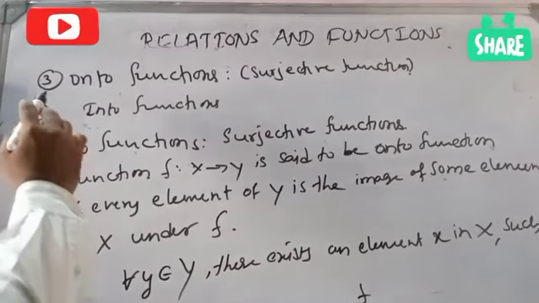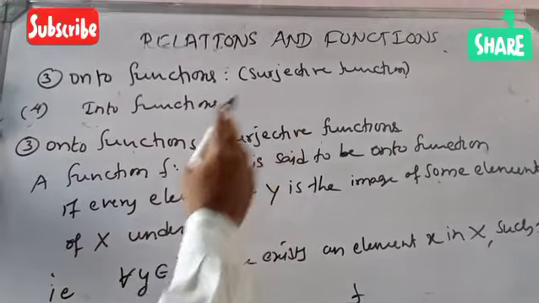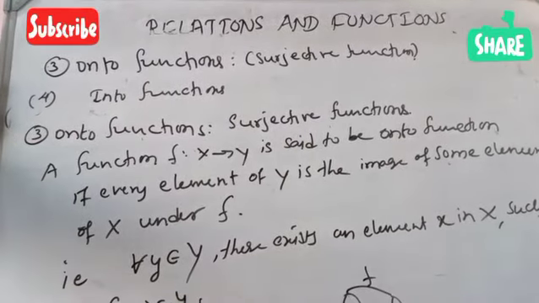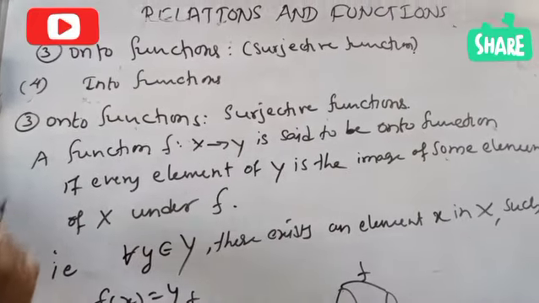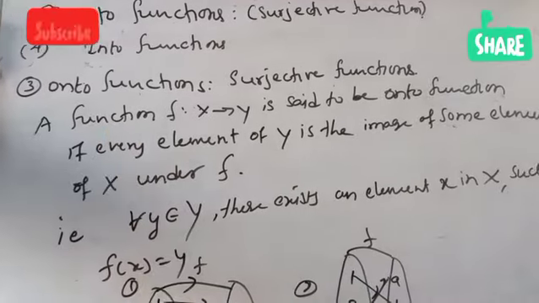The next types of functions are the third one and the fourth one. The third one is the onto function. Onto function is also called a surjective function, and the fourth one is the into function. Now let us see onto and into functions.